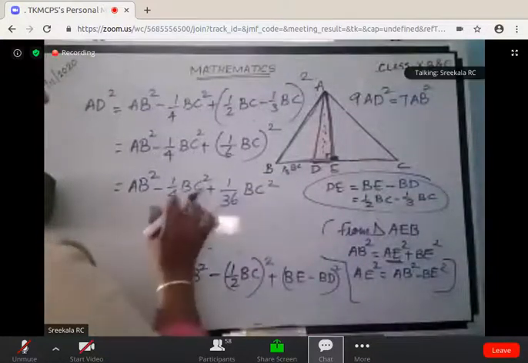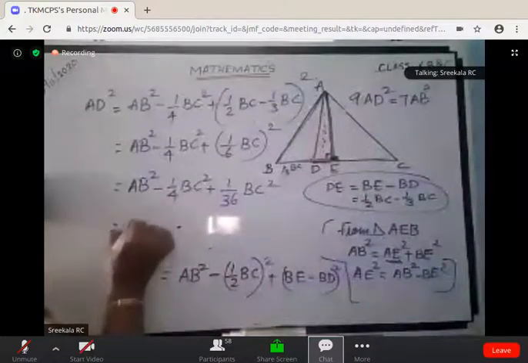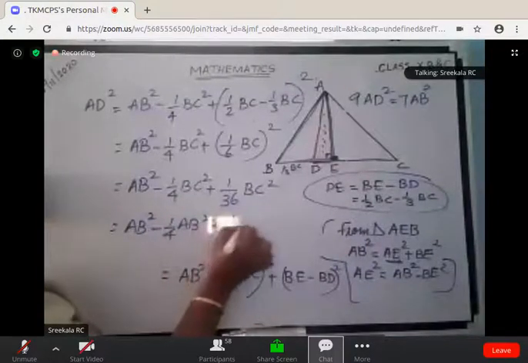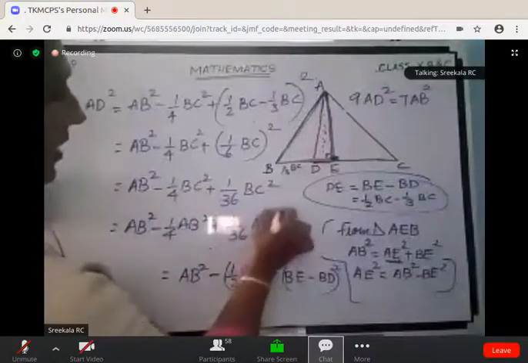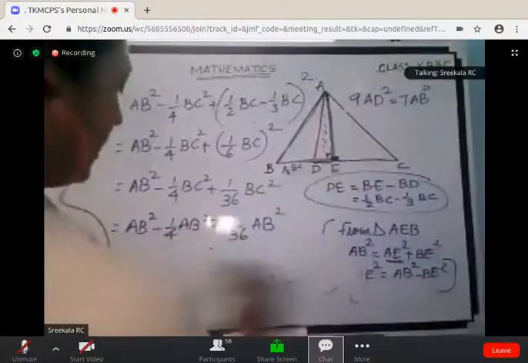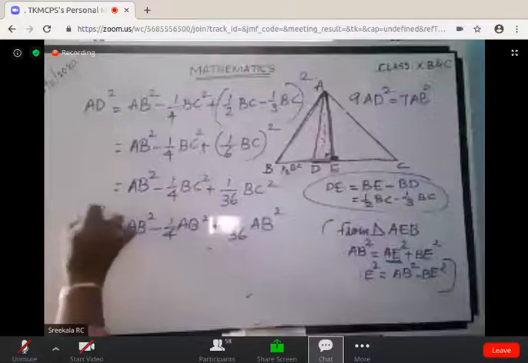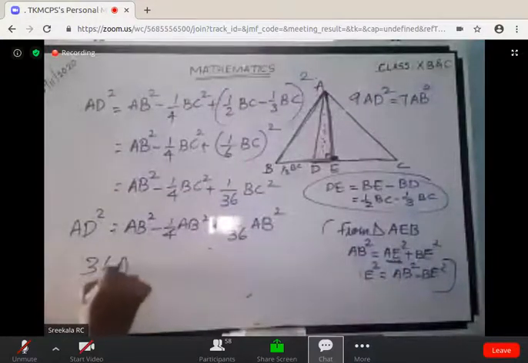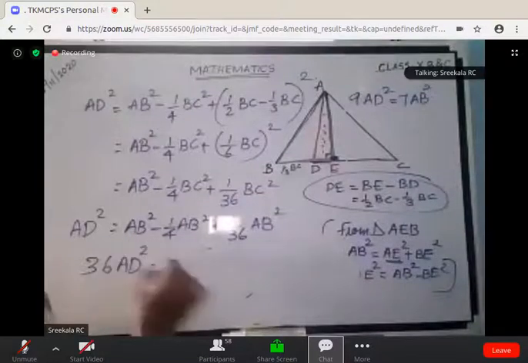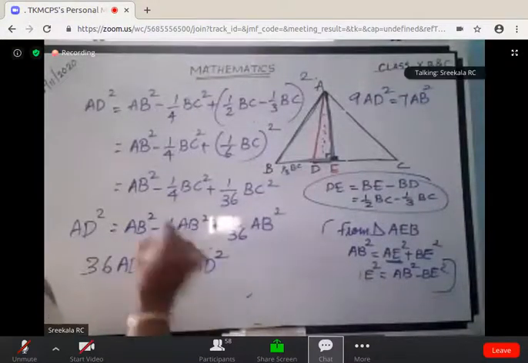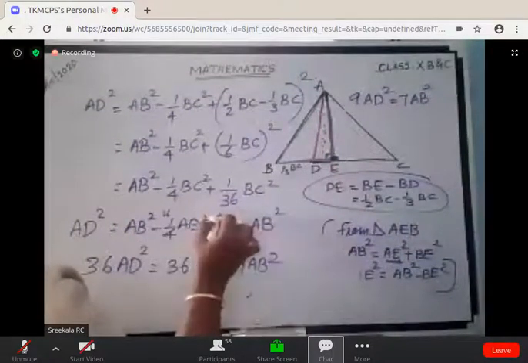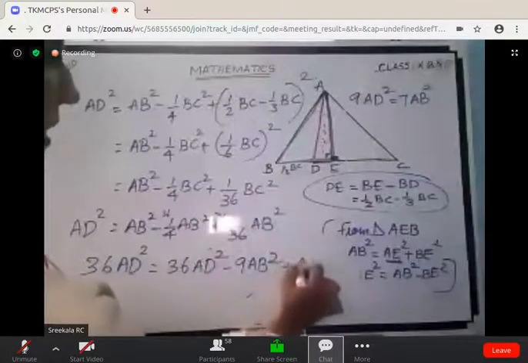BC and AB are all the same, so BC square we can write as AB square. So that is AB square minus 1 by 4 AB square plus 1 by 36 AB square, because it is an equilateral triangle and we convert everything into AB. So AD square equals AB square minus 1 by 4 AB square plus 1 by 36 AB square. Then multiply the whole thing by 36. So 36 AD square equals 36 AB square minus 9 AB square plus AB square, as 36 and 36 cancel.